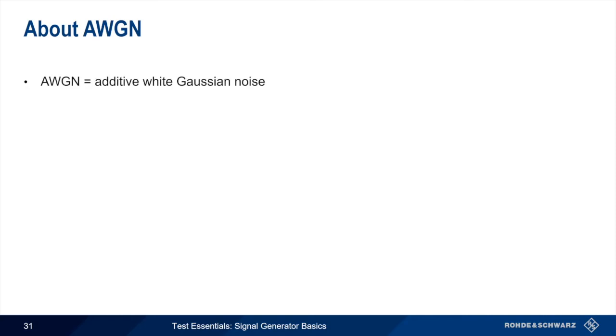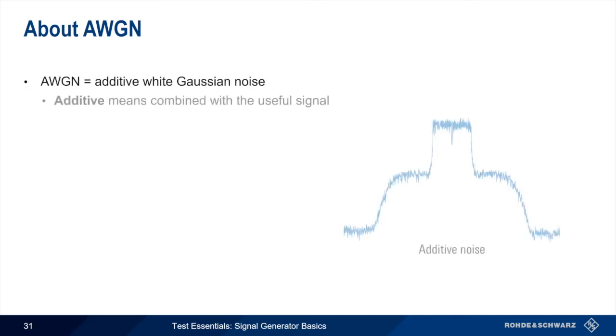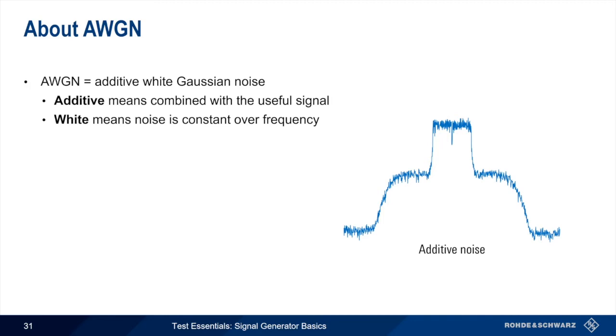AWGN stands for additive white Gaussian noise. Additive means the noise is combined with a useful signal, as shown here. Adding the noise in the baseband is much easier and much more flexible than doing this at RF or externally. White refers to the power of the noise as a function of frequency. White noise has, ideally, the same power at every frequency. And Gaussian describes how this noise changes over time. It increases and decreases over time with a Gaussian or bell curve shaped distribution.